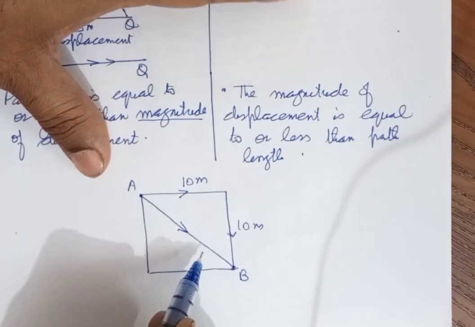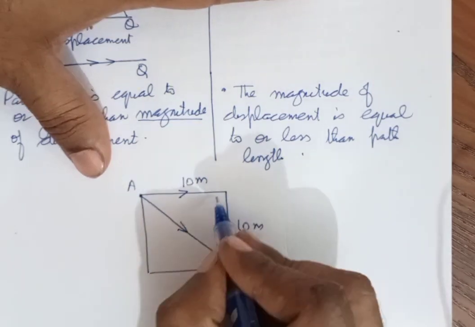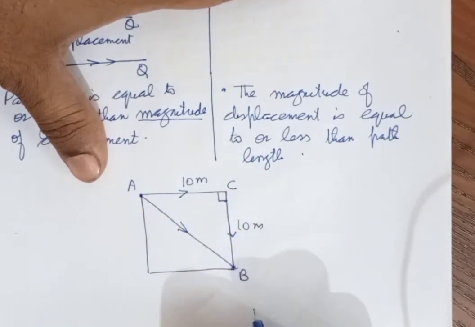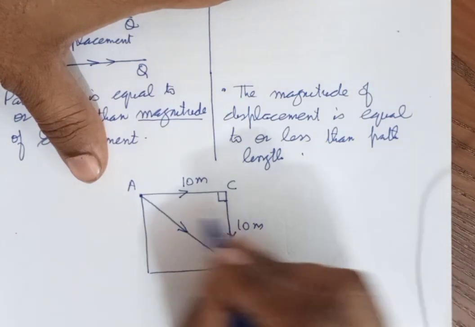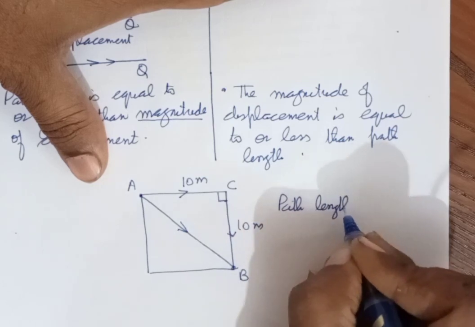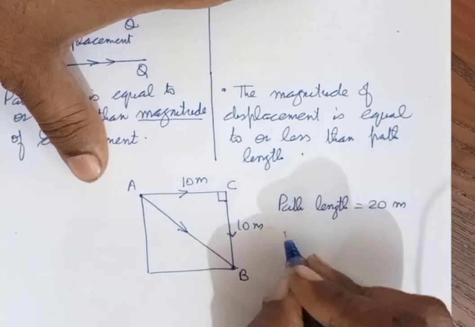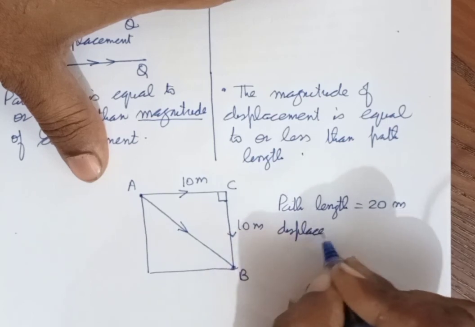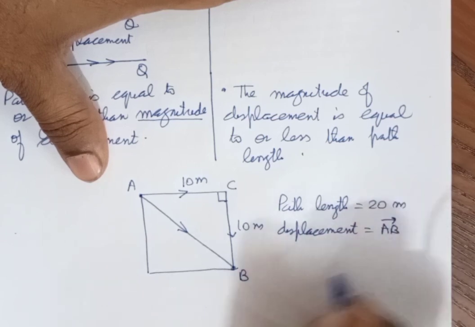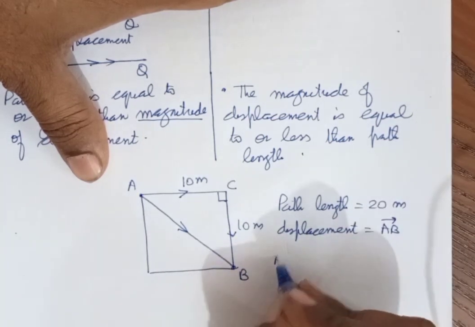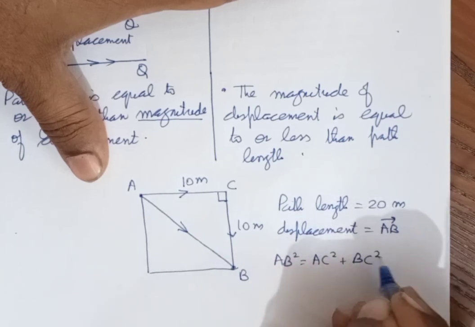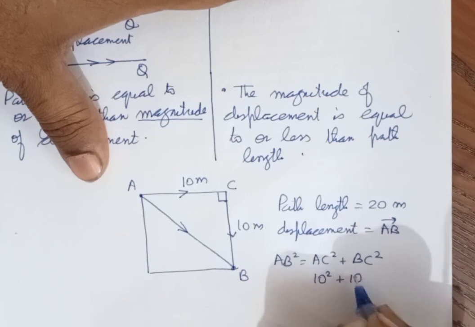This is the shortest distance between initial point and final point, and by Pythagoras theorem you can find it out. It has moved along ACB, so ACB's path length is the total distance covered. Path length is 20 meter, and displacement is AB, directed like this. So what is AB square? It is AC square plus BC square, which is 10 square plus 10 square.